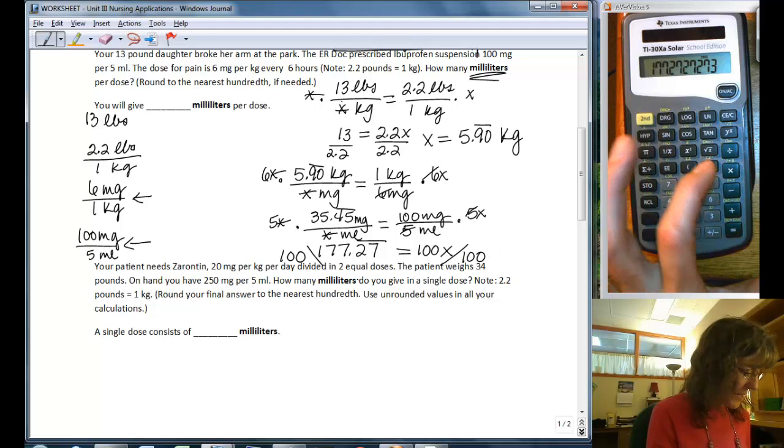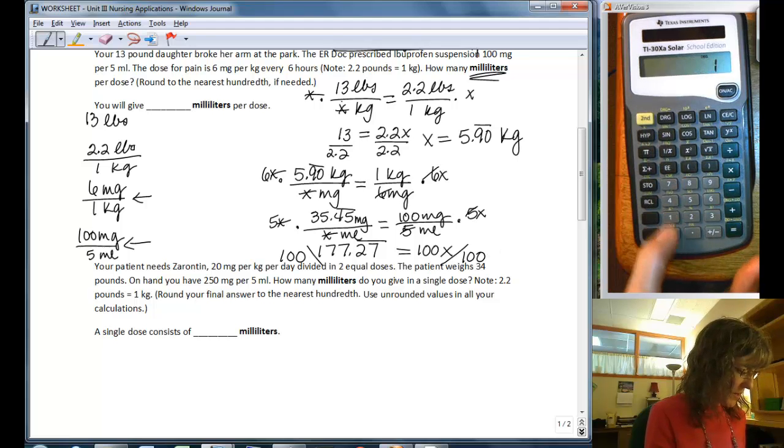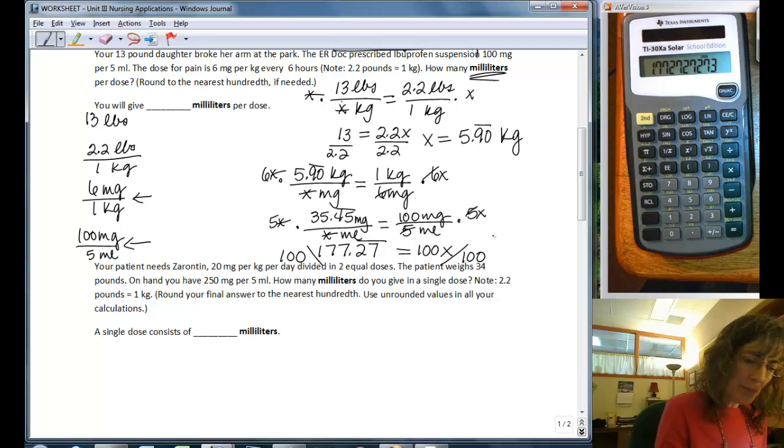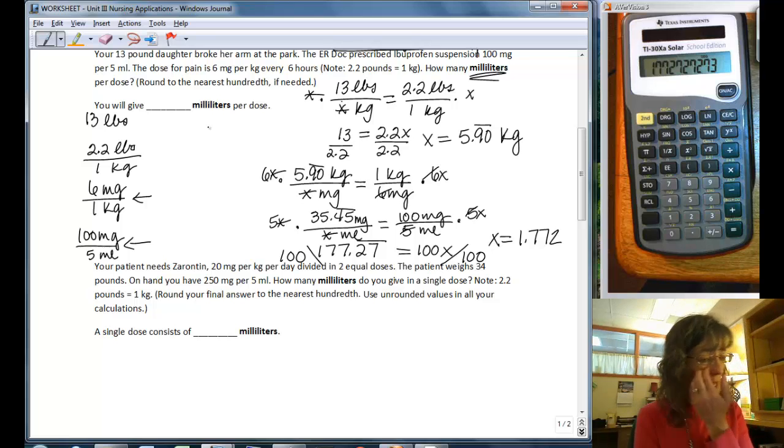And on the left, I just have an x. Over here, divide by 100. And now my x equals 1.772. And I'm finding milliliters per dose.